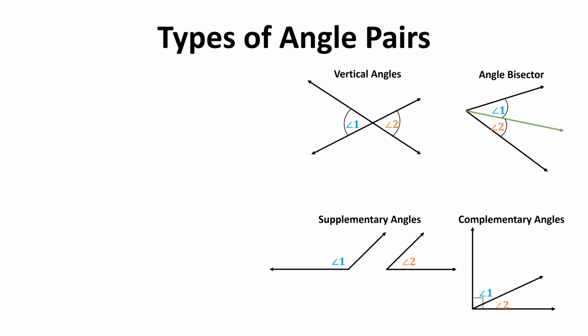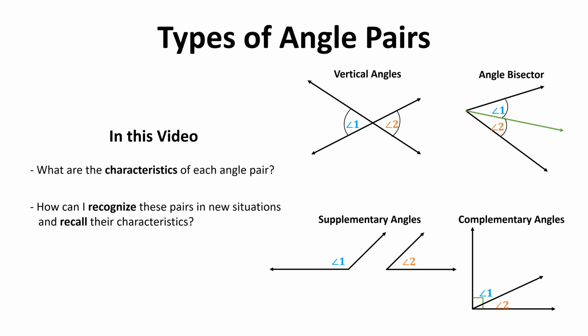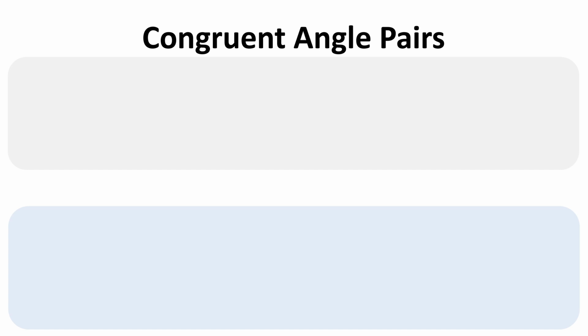Types of angle pairs. In this video, we'll answer the questions: what are the characteristics of each angle pair, and how can I recognize these pairs in new situations and recall their characteristics? Two of our angle pairs are called our congruent angle pairs.